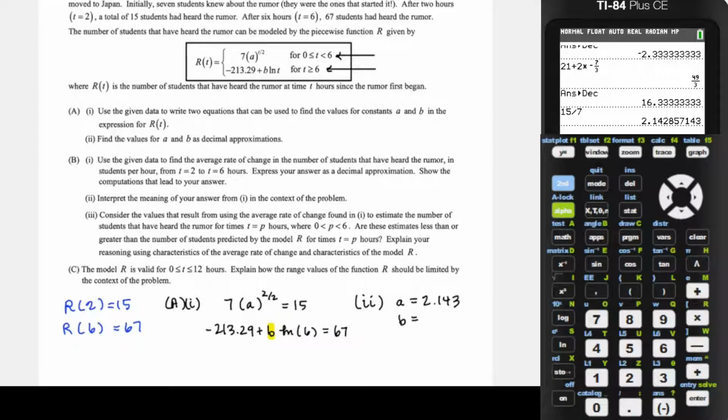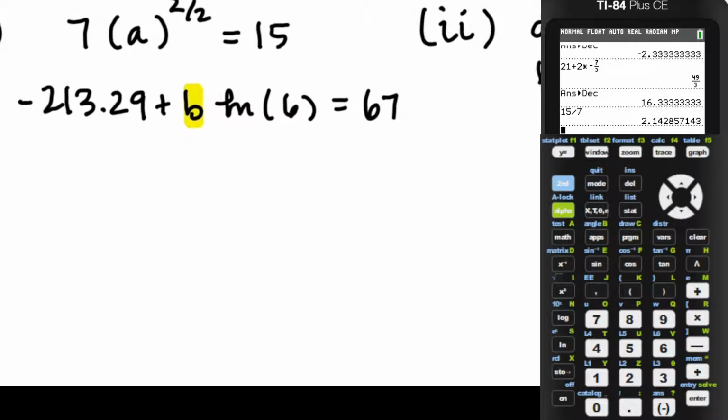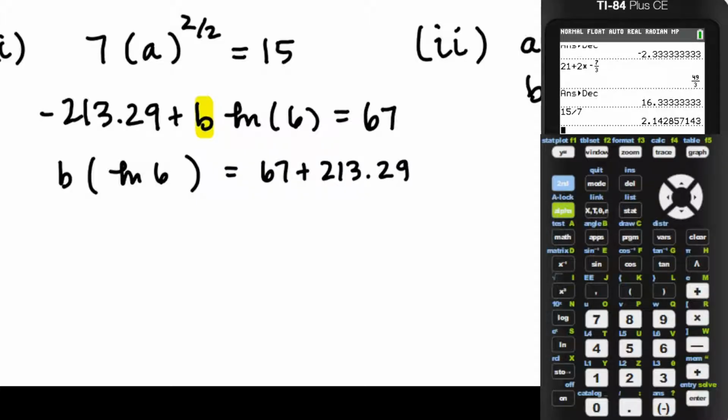Honestly, I'm not sure what's going on here, but I'm thinking about what I would want you to do in this situation. I can't figure it out using the calculator. We're going to need to solve by hand. I don't know if maybe it's just a little bit bigger than 100 or something, but I'm going to go in on this equation and start doing some algebra, because what else am I going to do? I'm going to add the 67 to the 213.29, so b times the natural log of 6 is going to equal 67 plus 213.29. And then I could solve for b by dividing both sides by natural log of 6.